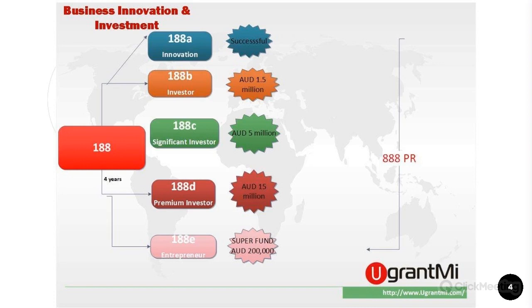The second type of visa is 188B. This is called investor visa. So the requirement is that they must invest 1.5 million Australian dollars into the state fund. What do we mean by state fund? For example, if Queensland nominates the clients under state nomination 188 investor visa, the client has to lend this amount of money to the state. Okay, 1.5 million Australian dollars.